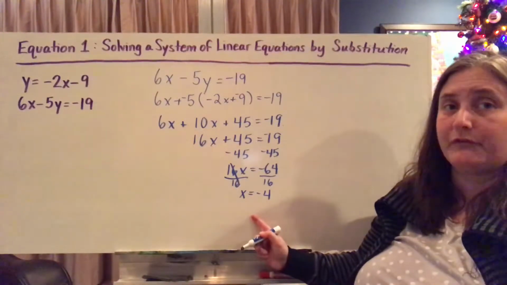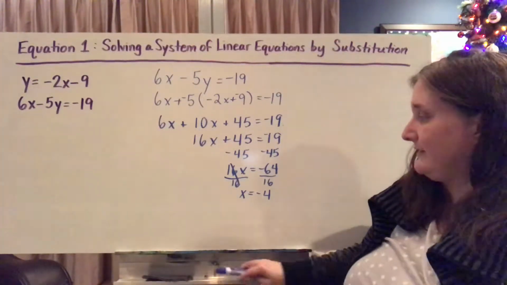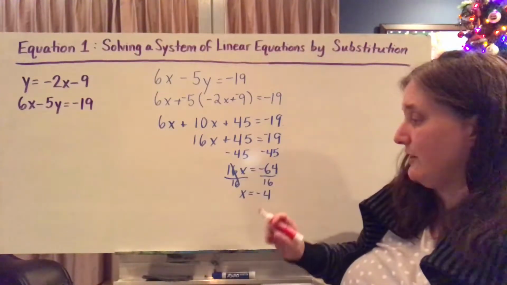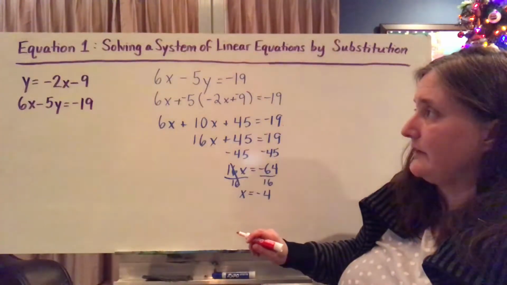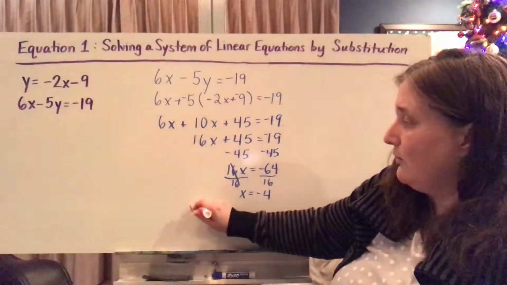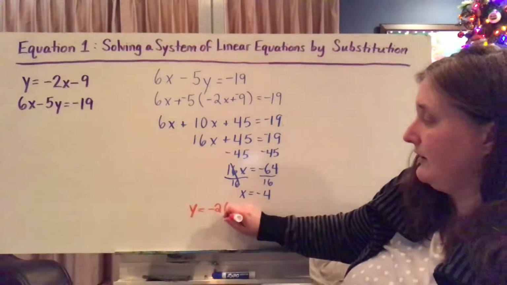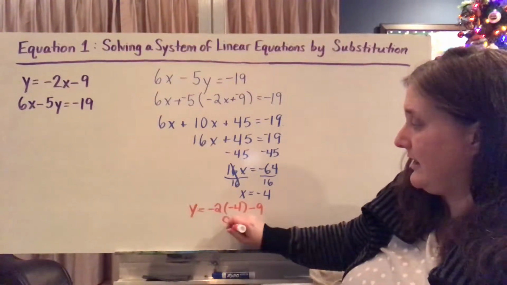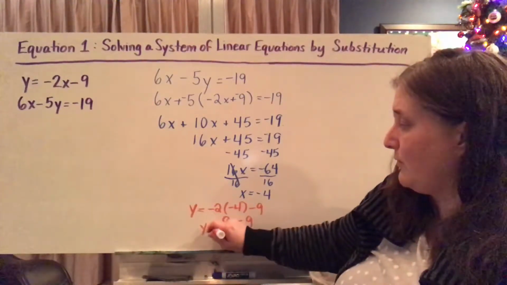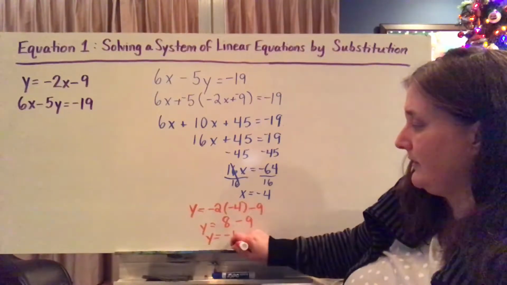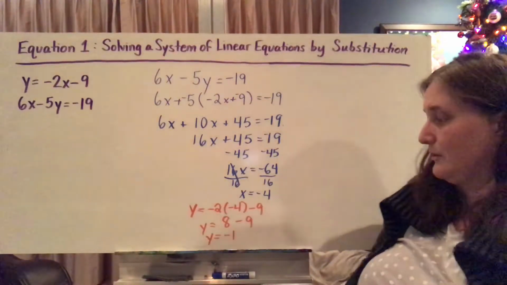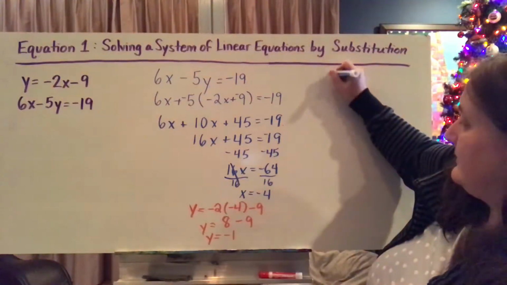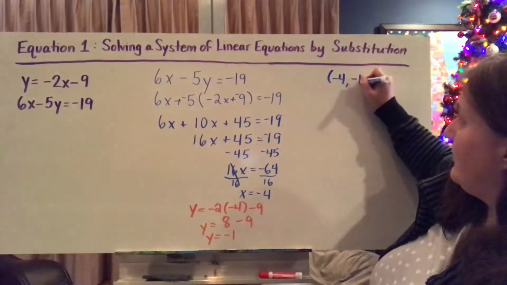Now, once I have solved for one of these variables, I'm going to take this answer and substitute it back into my original equation to find the value of y. So I had y equals negative 2x minus 9, or y equals negative 2. Instead of x, I'm going to put in negative 4 minus 9. So I get 8 minus 9, or y equals negative 1. So now I've solved for both my x and y. So I have my solution. Negative 4, comma, negative 1.